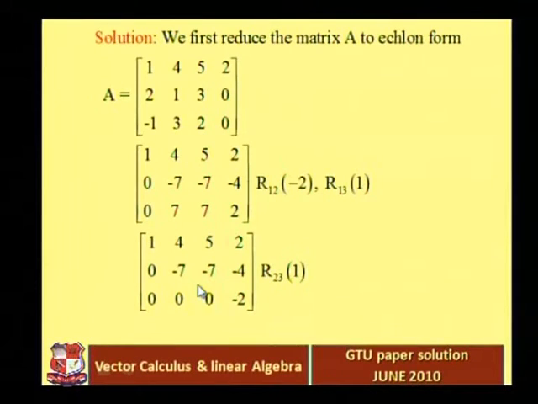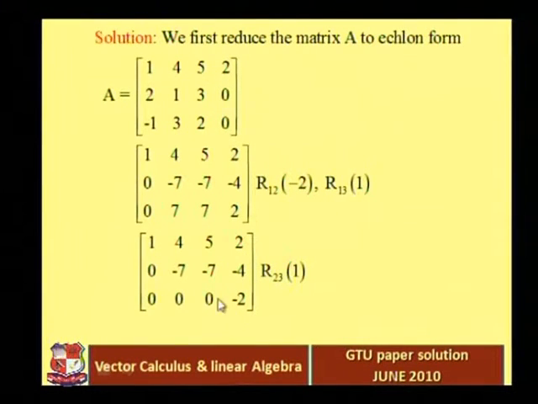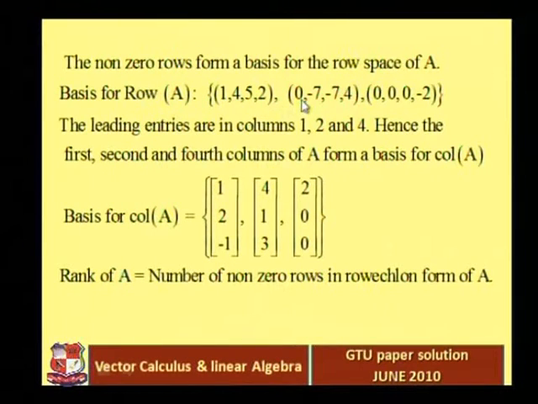To find a basis for the row space, the non-zero rows form a basis for the row space of A. The basis for the row space of A is the non-zero rows from this row echelon form matrix: 1 4 5 2, 0 minus 7 minus 7 minus 4, and 0 0 0 minus 2. These 3 vectors are actually a basis for the row space of A.